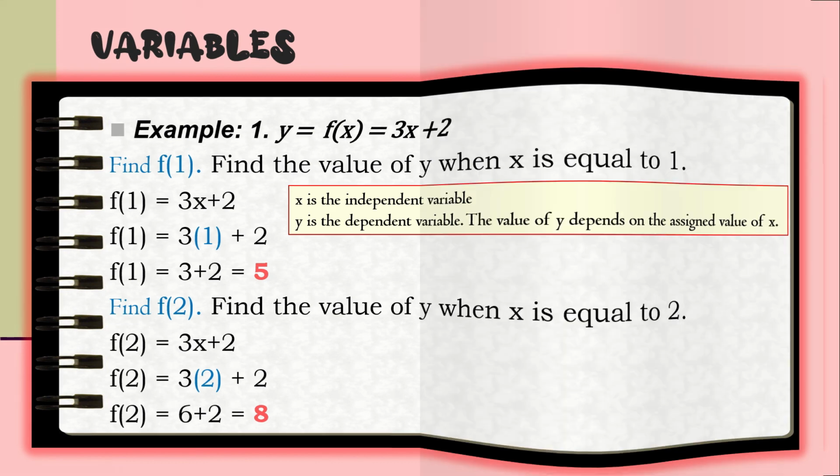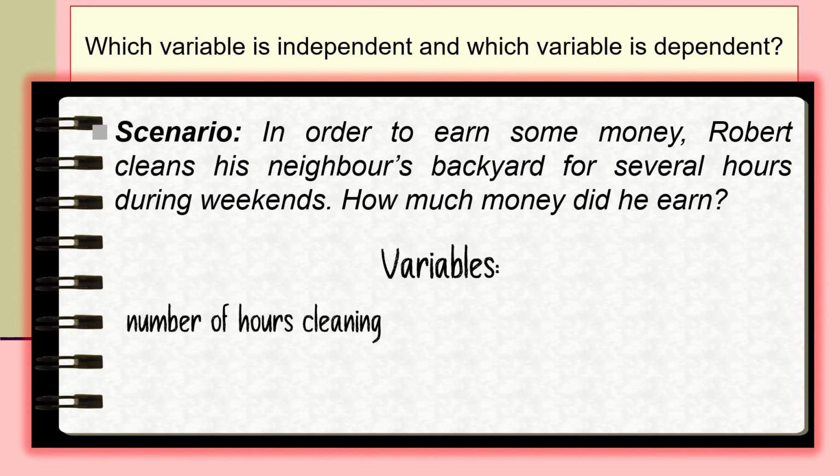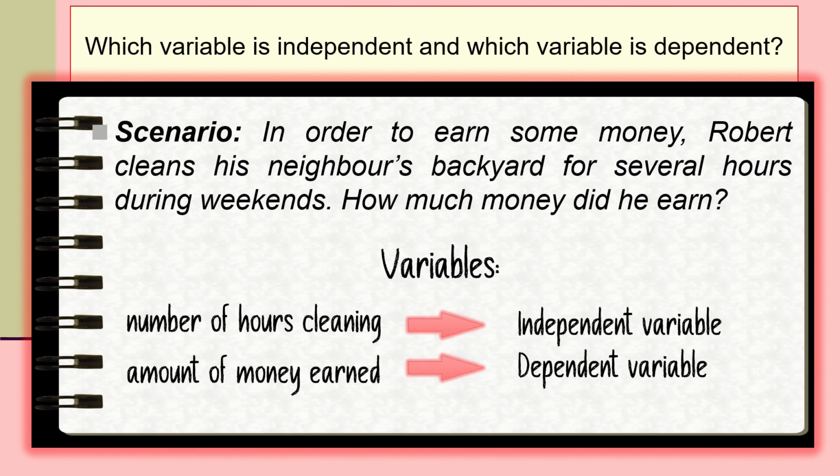Let us have another example. Here's the scenario. In order to earn money, Robert cleans his neighbor's backyard for several hours during weekends. How much money did he earn? So, let us identify the two variables for this scenario. Yung independent variable natin dito is the number of hours cleaning. And yung dependent variable is the amount of money earned. How do we know which variable is independent? In this scenario, tignan natin kung alin ba yung dapat na mauna. Aling variable yung dependent dun sa isa or nakadepende dun sa isa pang variable.